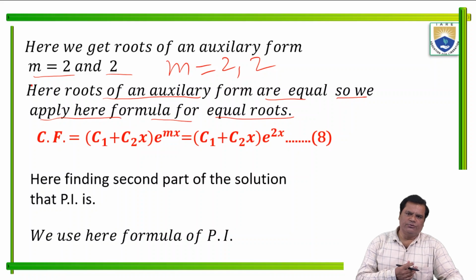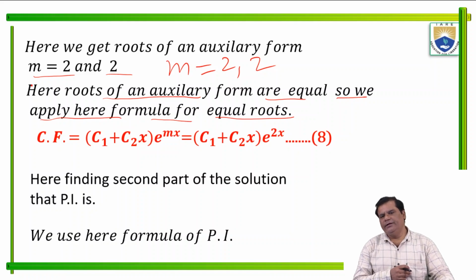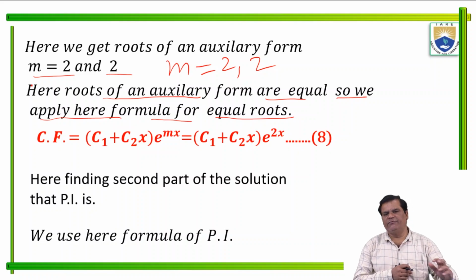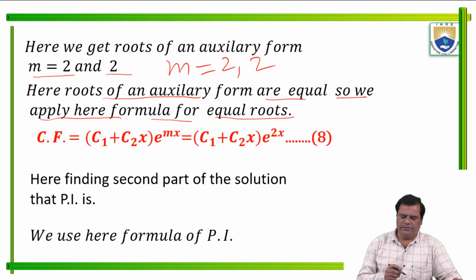Any quadratic equation gives four types of roots. Roots are equal, roots are different, roots are imaginary, roots are conjugate. So there are four formulas for finding CF. We have discussed them one by one in the last lectures. So here we apply equal roots. If roots are equal, then we apply the formula for CF.